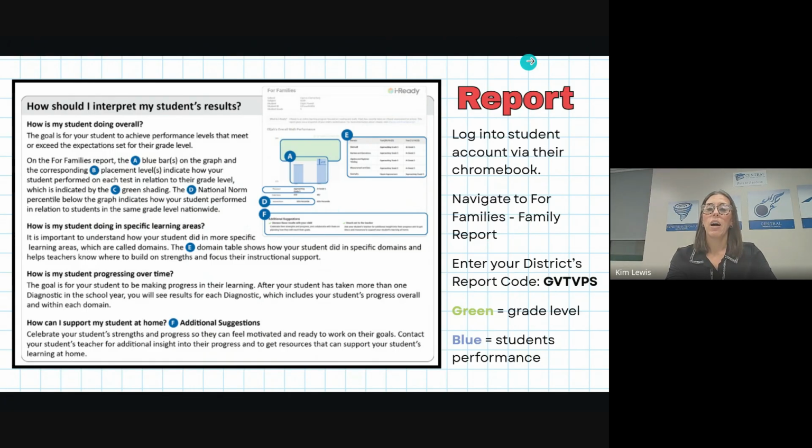On this slide, I do have the district report code. That GVTVPS, I did put that in the information I sent out about the report, but you do have to have that code in order to access that report from your student's account.